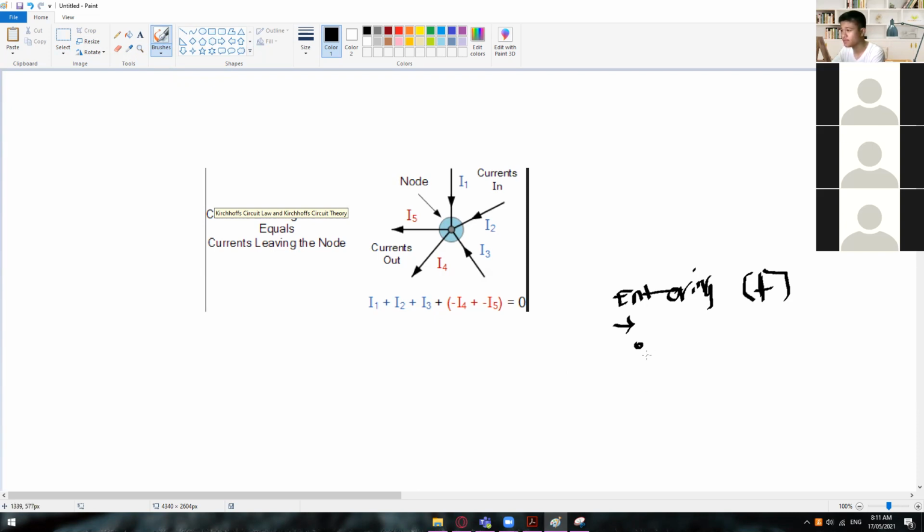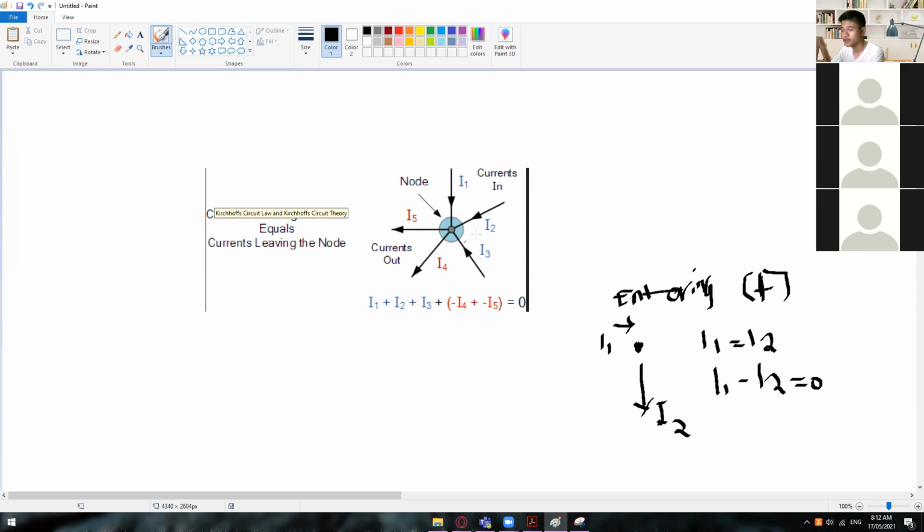But when it comes to leaving, let's say a current enters this node right here, and then of course it will leave to this point, which is another current. Say this is your I1, and this is your I2. So I1 is equal to I2, or I1 minus I2. We have entering as positive, and leaving as negative. If you're going to use this formula, we have to equate this to 0. I've simply transposed the negative to the other side. That is why we have I1 is equal to I2.